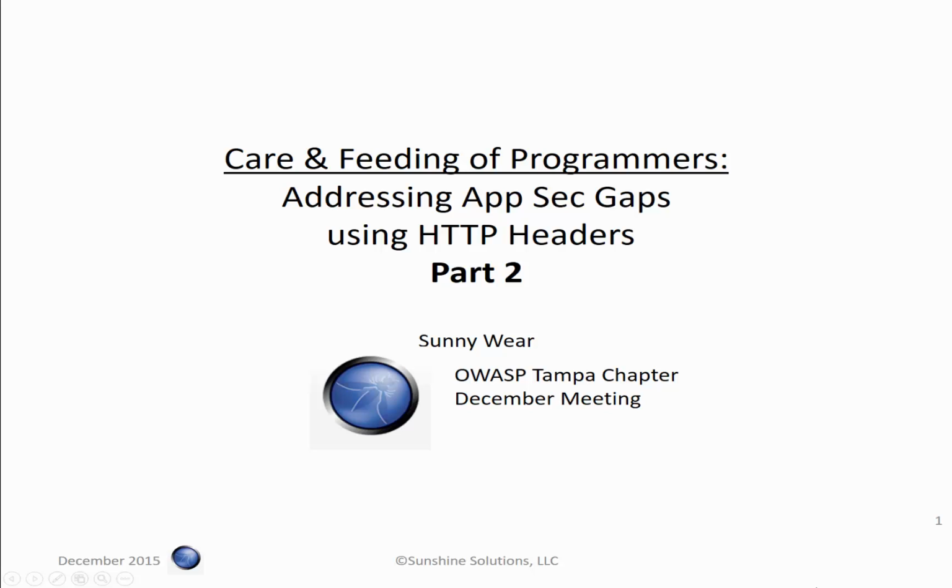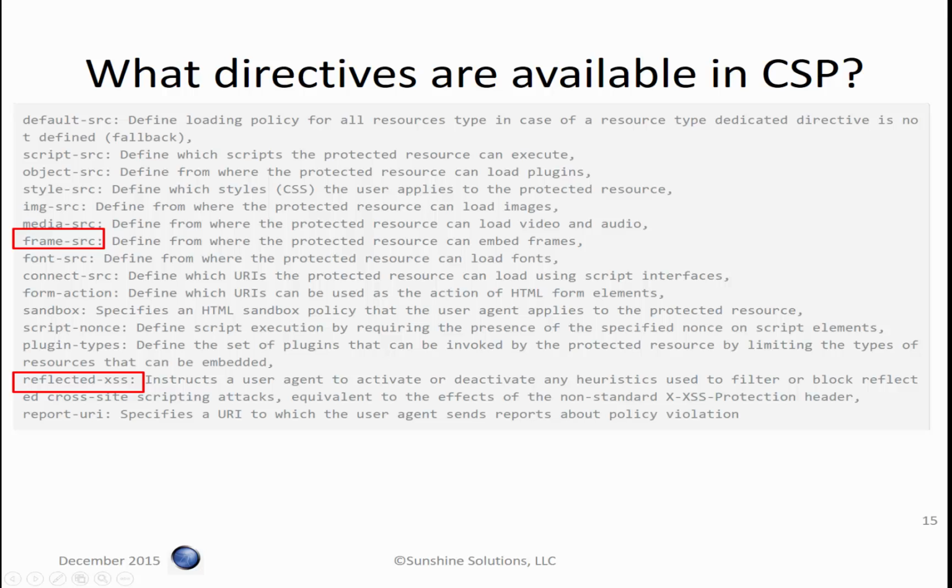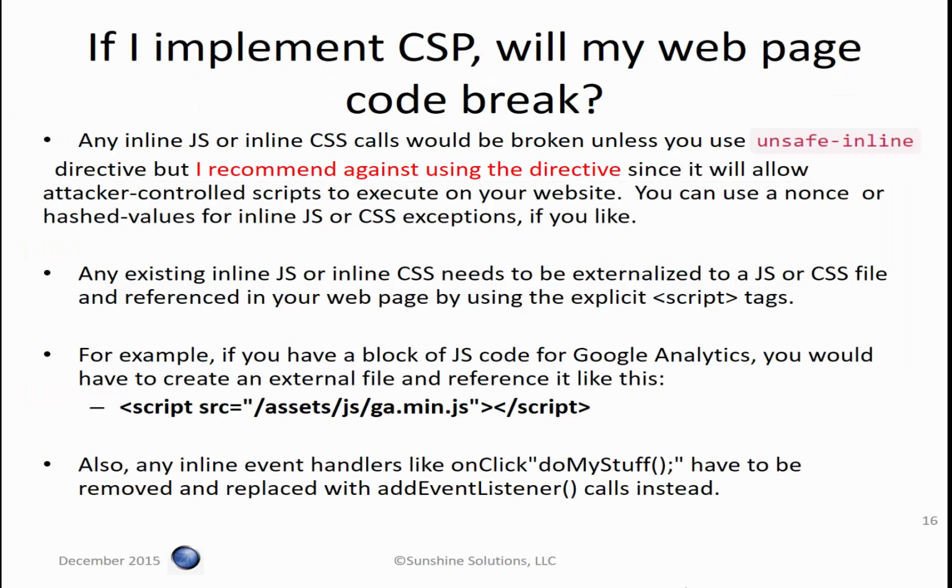This is part 2 of the care and feeding of programmers, addressing application security gaps using HTTP headers. So now, having seen all the directives that are available in CSP, if a programmer were to implement Content Security Policy, what could possibly break inside of their code?